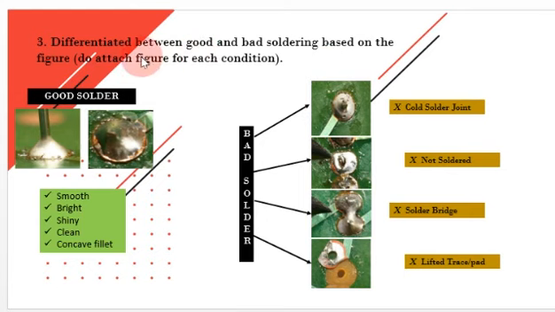Number 3 is to differentiate between good and bad soldering based on the figure. So here is a good solder. We can see in the picture that the good solder is very small. It's bright, shiny, clean, and concave. It has a concave fillet. But for the bad solder, we can see it has a cold solder joint, not solder rod, has a solder bridge, and the solder has lifted trace or pad.